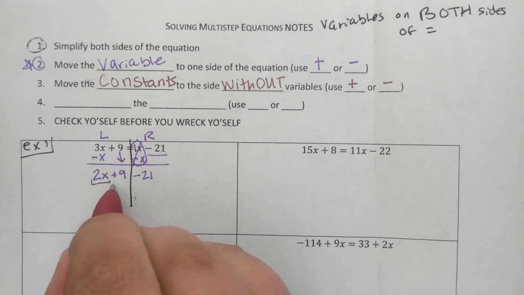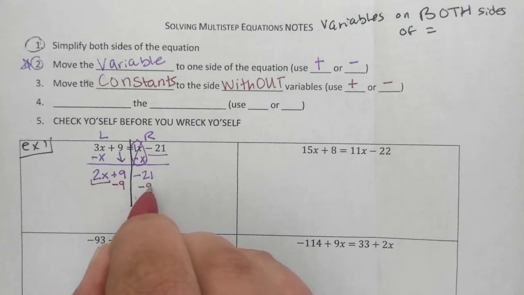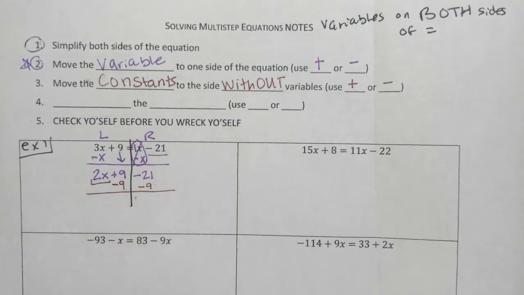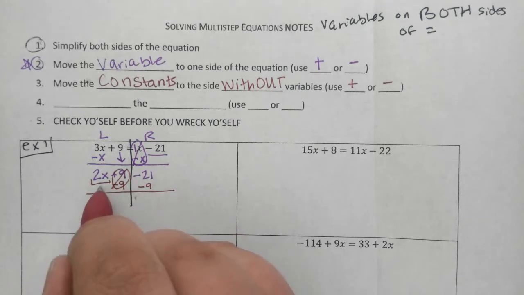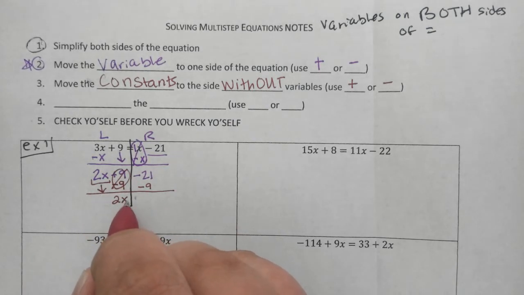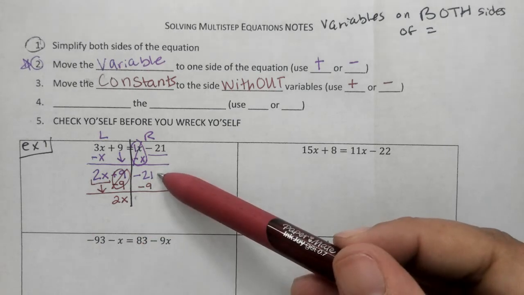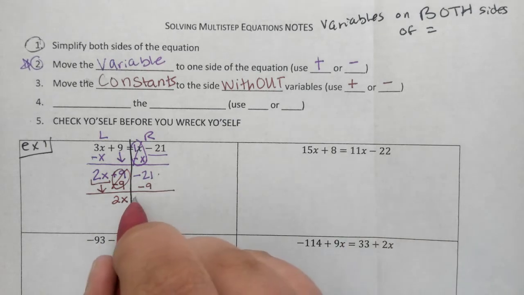To undo plus 9, we minus 9. That makes a 0 pair on the left, and we still have our 2x. On the right, negative 21 minus 9 is negative 30.